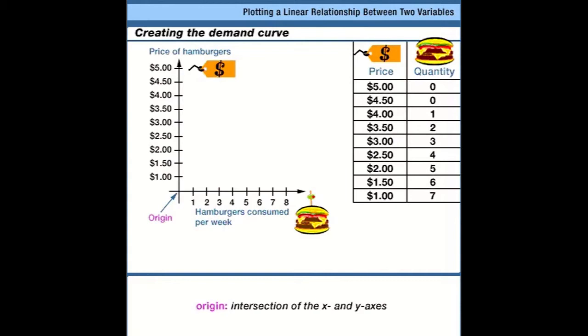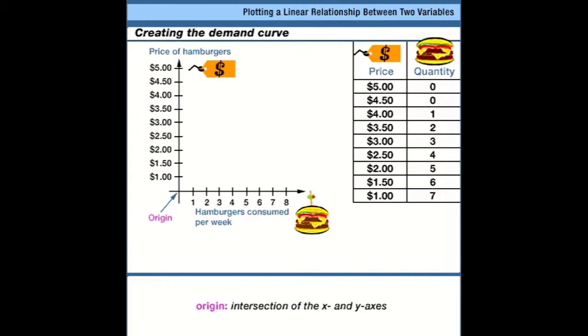At a price of $4.50, Bob also buys no hamburgers. So we have points here that are actually on the axis. That is, 0 hamburgers are purchased. So Bob is behaving in a way that gives us points that are on the axis. So here's a price of $4.50 per hamburger and no hamburgers consumed in a week.